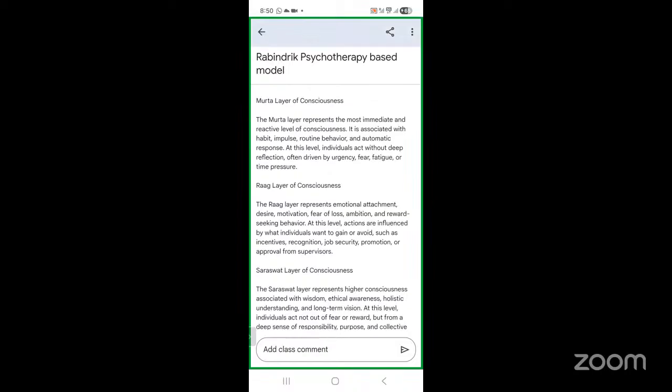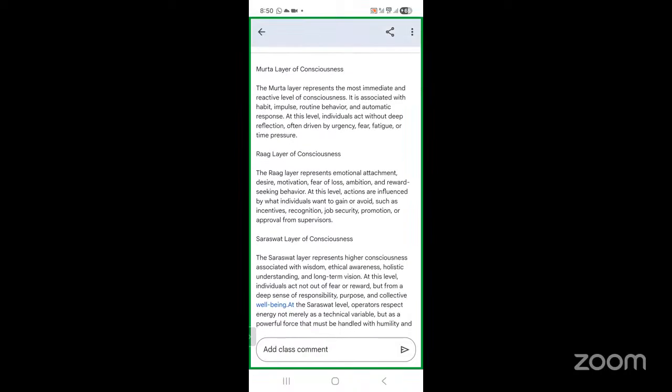These people are basically the green category of people. And the Rag layer, that is the yellow category of people. And the Murto layer, that is the red category of people. Pritish, now it is clear? Yes, sir. Now I am able to understand what is red, yellow, and green.